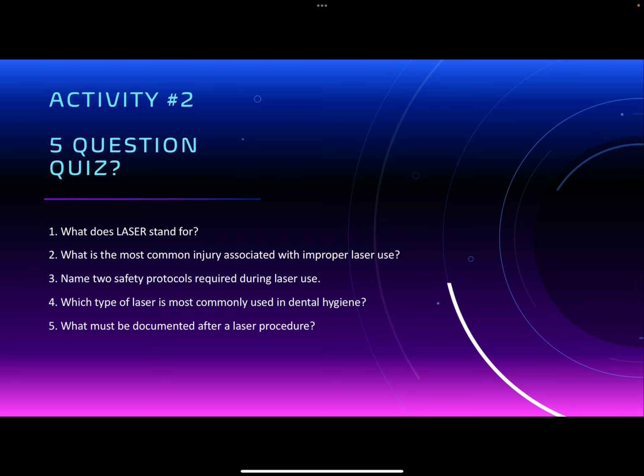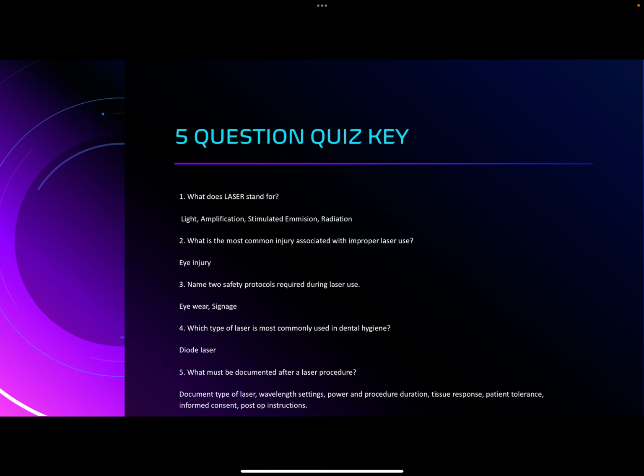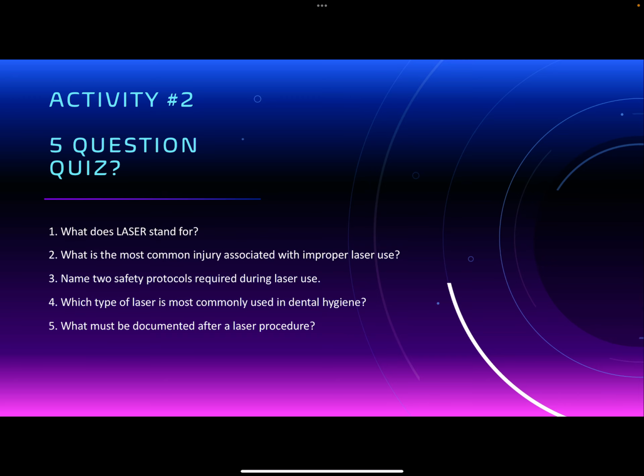Now for the second activity, we're going to go over a 5-question quiz that is going to review this PowerPoint. So what does laser stand for? What is the most common injury associated with improper laser use? Name 2 safety protocols required during laser use. Which type of laser is most commonly used in dental hygiene? What must be documented after a laser procedure? So take a look at those questions and we will go over the answers together.